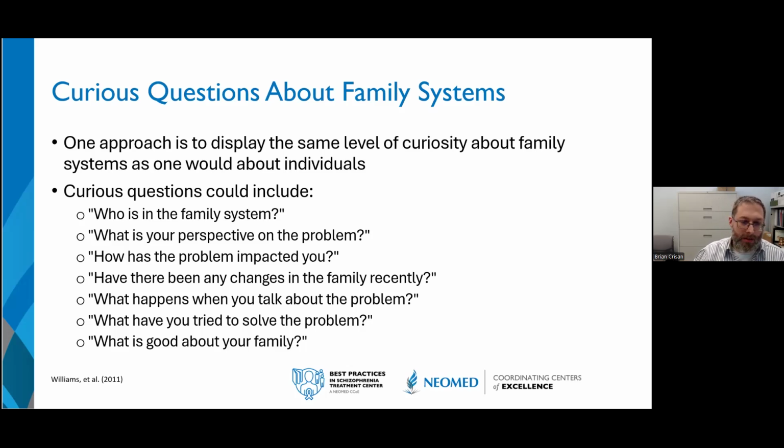And so some of these questions are just basic getting to know you questions, like who is in the family? Is it just the biological relatives? Are there other people that you consider family that are not biologically related to you? What's your perspective on the problem? This sounds like a straightforward question, but when you have multiple people in the room, you have to get to know each person's perspective. Those can be different, and you don't want to leave anybody out. How has the problem impacted the family? Have there been any changes recently? You can look at this list, but really these questions just form the basis of good, curious questioning applied to the family.